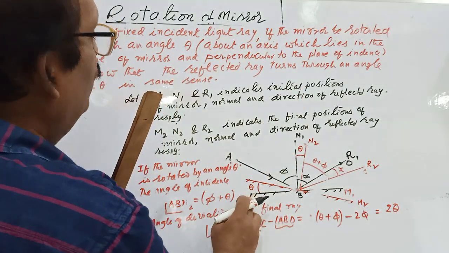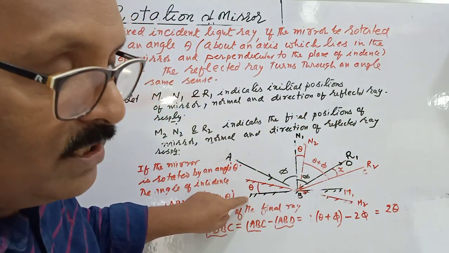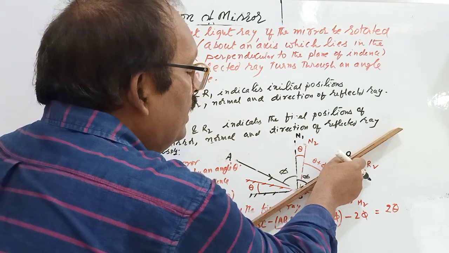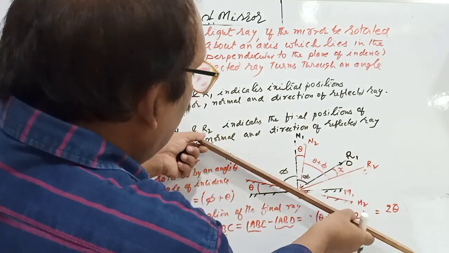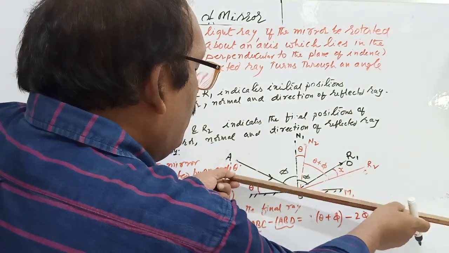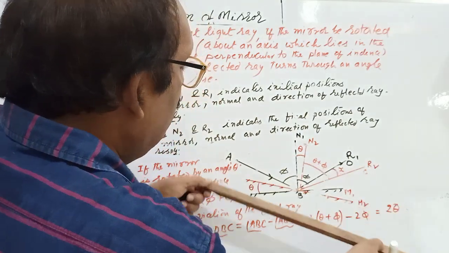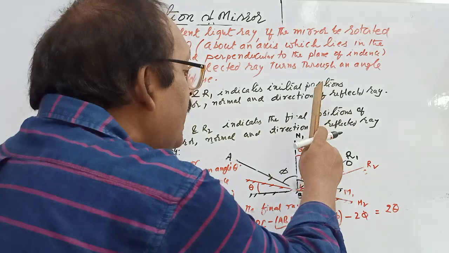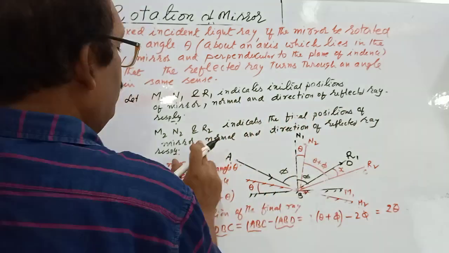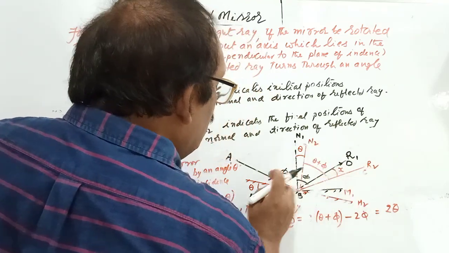So it is rotated. Therefore, the position of the reflecting light ray is going to change. When the mirror is rotated by an angle theta, the direction of the reflected light ray changes from R1 to R2. The direction of the incident light ray is not changed. Only the direction of the reflected light ray changes, the direction of the normal changes, the position of the mirror changes. That's why M2, N2 and R2 indicate the final positions of the mirror, normal and direction of the reflected ray.